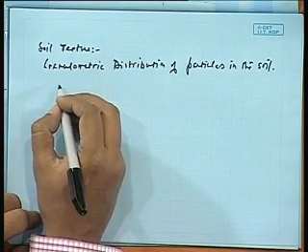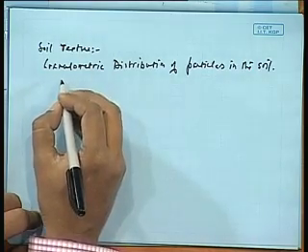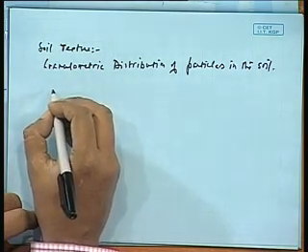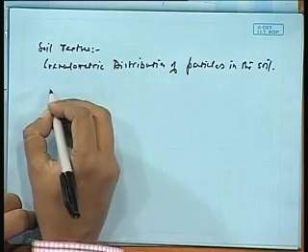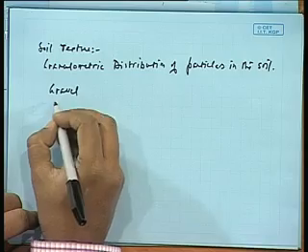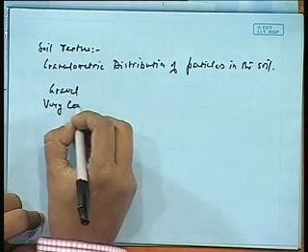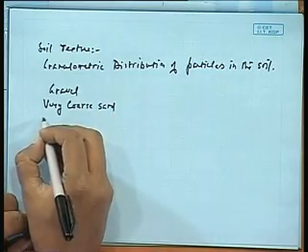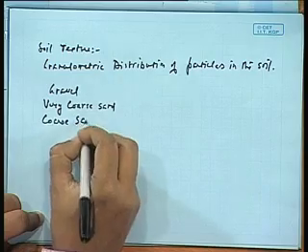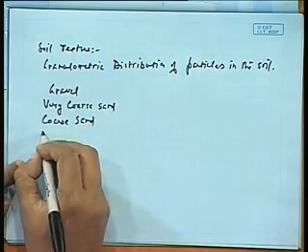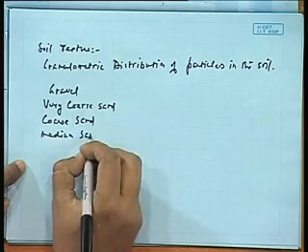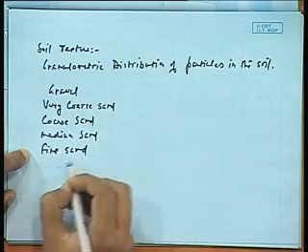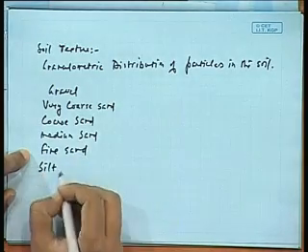Before we go into that, what are the different sizes of particles that we generally find in soil? This is what the soil essentially consists of: gravel, very coarse sand, medium sand, fine sand, silt, clay.